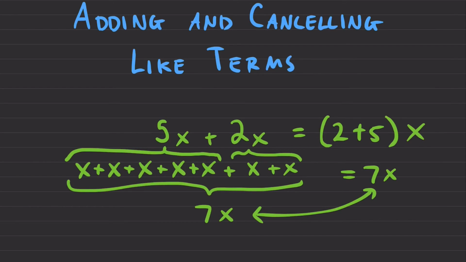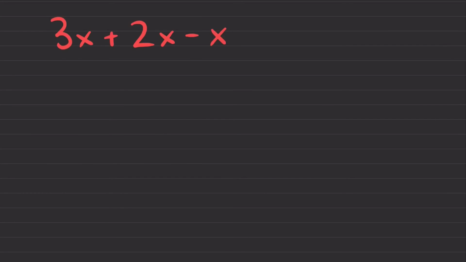Let's do a couple more examples. Let's try this one here, 3x plus 2x minus x. I'm going to start by thinking about the 3 plus 2. So the 3x plus 2x is going to be 5x. So I've got 5x minus x. And 5x minus an x, well, that's 1x, right? That's a single x. So that's going to give me 4x.